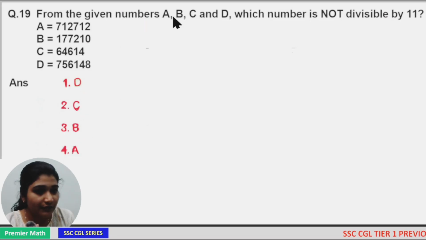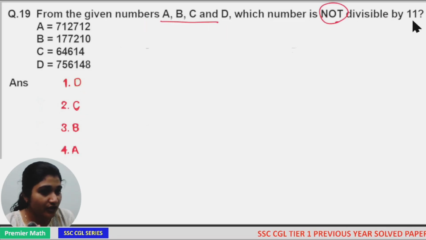overtaken. From the given numbers ABCD, which number is not divisible by 11?